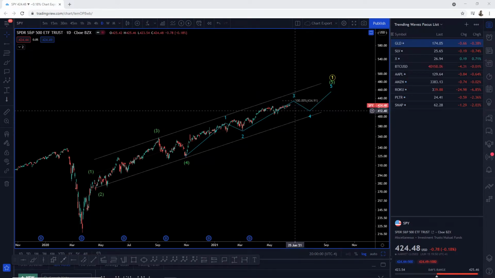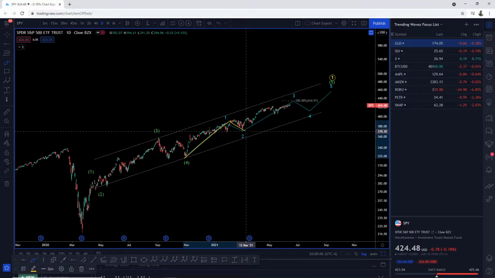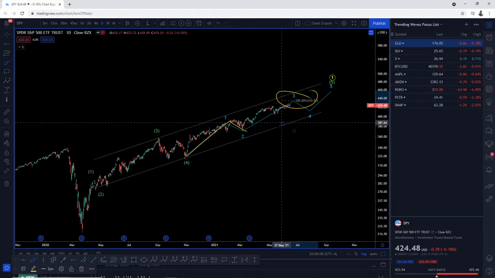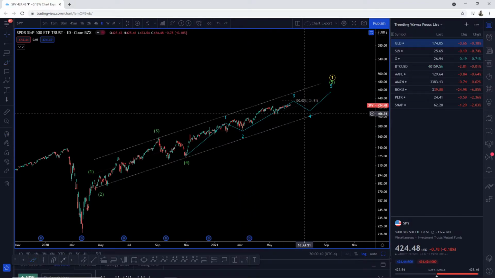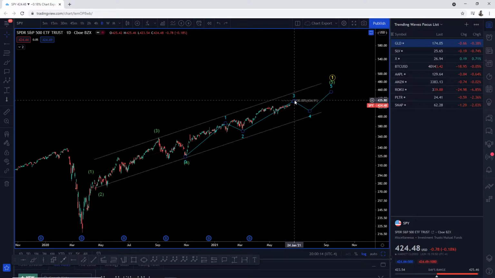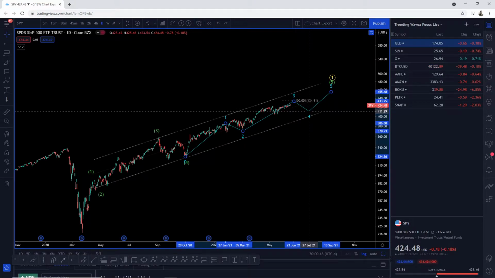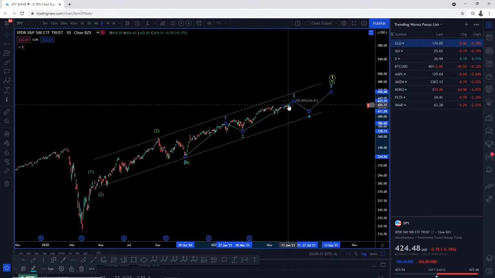the minor degree at 434.91. So this is an extension of wave 1 compared to wave 2, and then you get this extension here in the wave 3. As I said, that level is 434. Once we see a top, we can then have a theoretical wave 4 completion somewhere in this area. Once we see a top here, we can take a retracement of this.